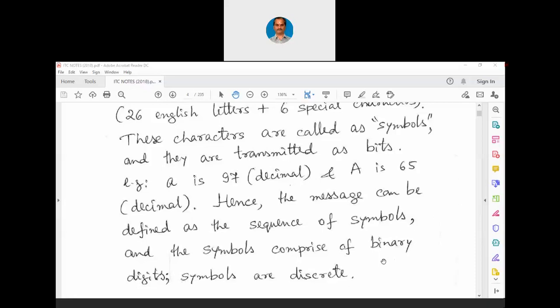Whenever we say bits or binary digits, we have a large amount of bits. We nowadays deal with gigabits per second. Earlier we had kilobits per second, later on megabits per second. Now we are dealing with gigabits per second, and also terabits per second. So that many binary information are there. Binary information always contains these symbols, and symbols in turn comprise a message.